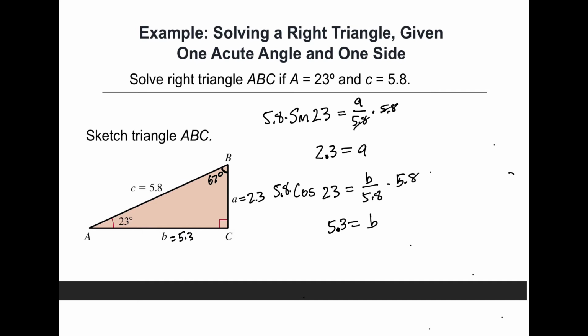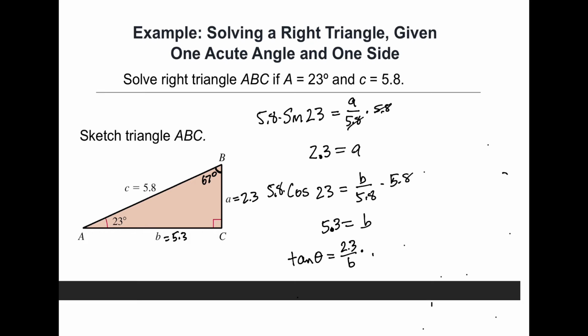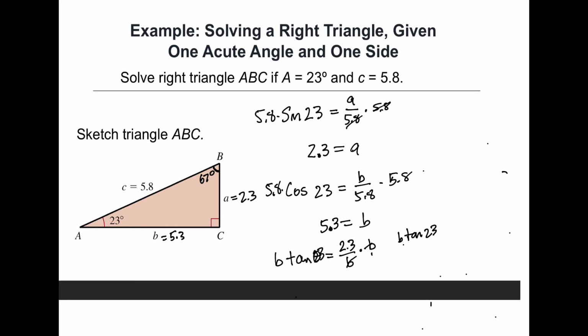Notice that I could have also gotten this, now that I knew A to be 2.3, we could do the tangent. So instead of using cosine, I could have just gone, well, tangent of theta is opposite over adjacent, TOA, so 2.3 over B. And this just means I've got to do a couple extra things here. Got to get B out of the denominator, right? And then I have B tangent of 23 degrees, I meant to put 23 there, not theta. B tangent 23 is equal to 2.3.